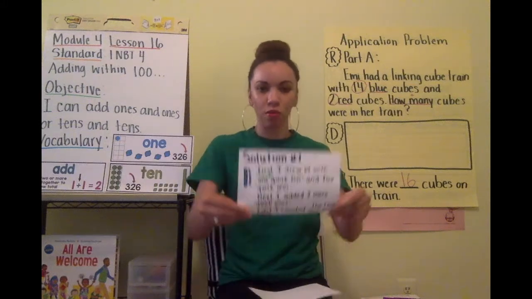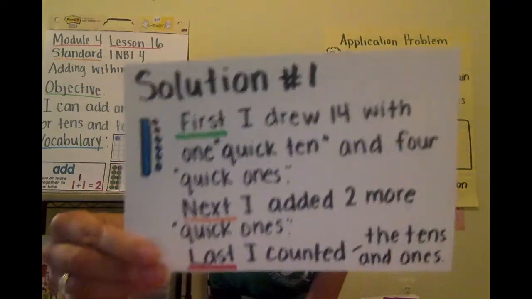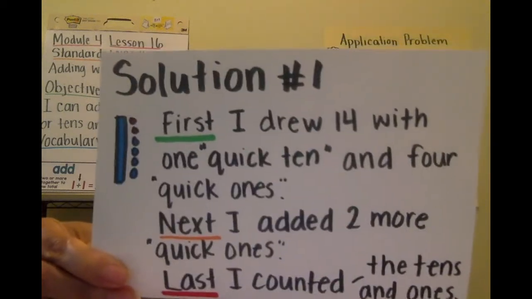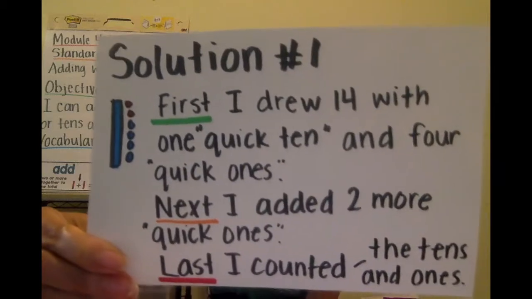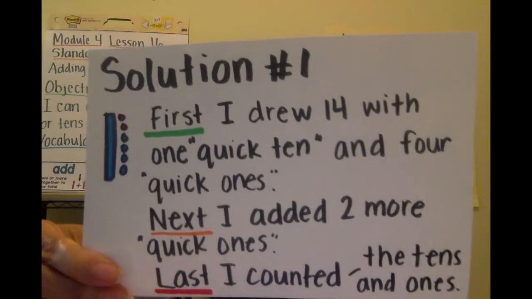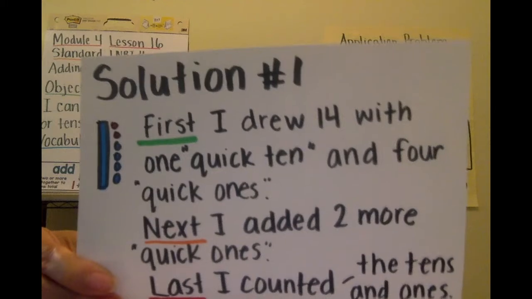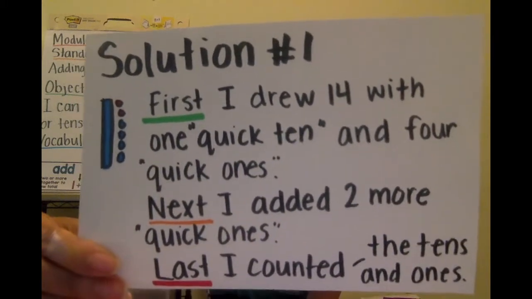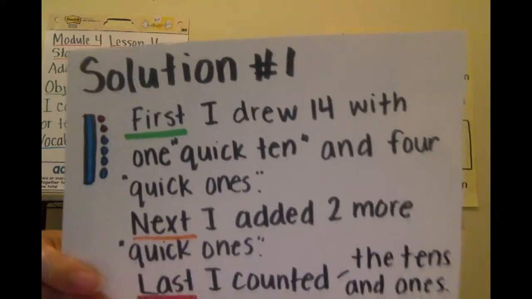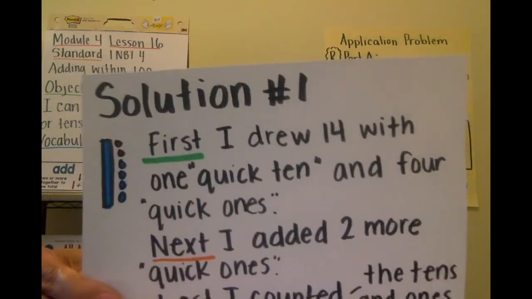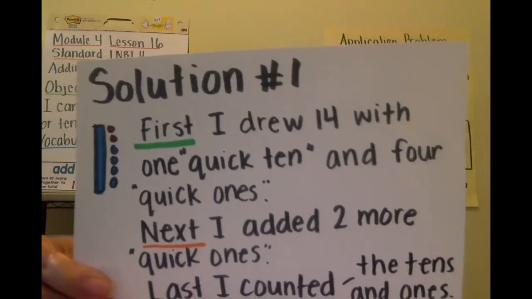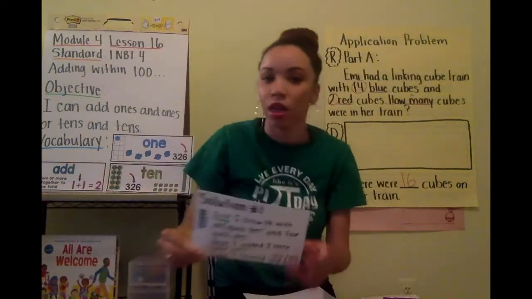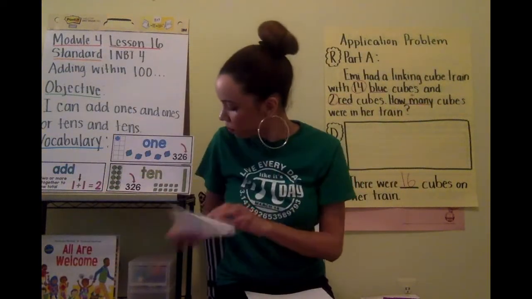So solution 1. Let's see, can you see it pretty good? First I drew 14 with 1 quick 10 and 4 quick 1s. I colored them blue because in the story it said she had 14 blue cubes in her train. Next I added 2 more using quick 1s. I colored those red because it also said she added 2 more red cubes. Last I counted up the 1s and 10s, so I went 10, 11, 12, 13, 14, and then 2 more, 15, 16. So my total was 16. If you solved it this way, kiss your brain.